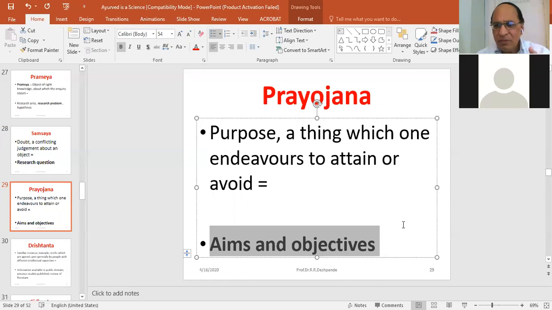Now, these days, research people are making too many modifications. Sometimes they say you write aim and objectives. Now they are saying don't use the word aim. You write it as primary objective and then whatever else is secondary objectives. They have only replaced the word aim with primary objective. So these changes can take place always, so don't worry about that. So Prayojana is aim and objective. Objective means the steps to achieve my goal or the target.